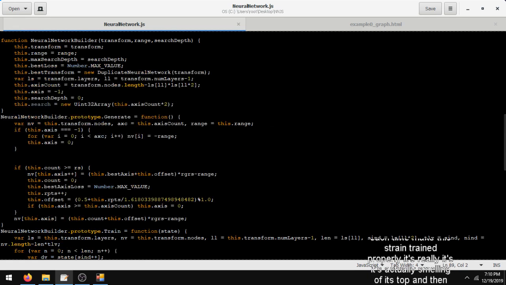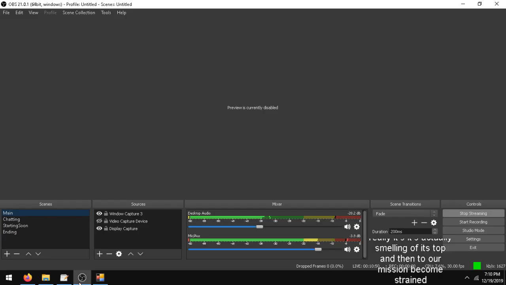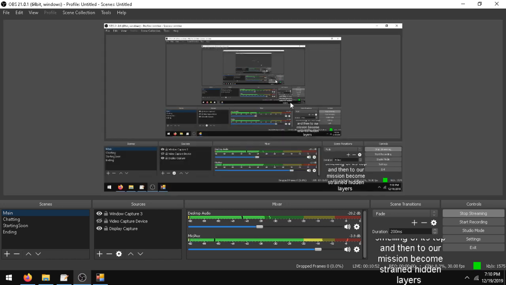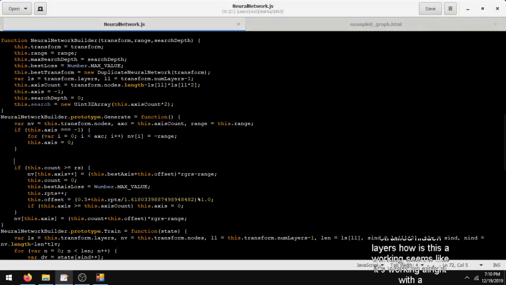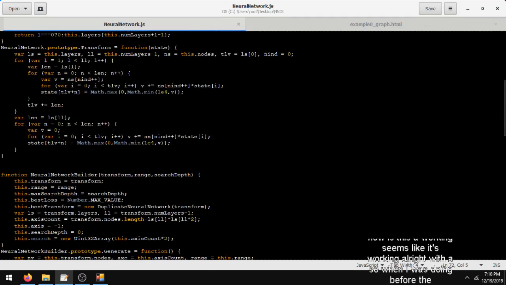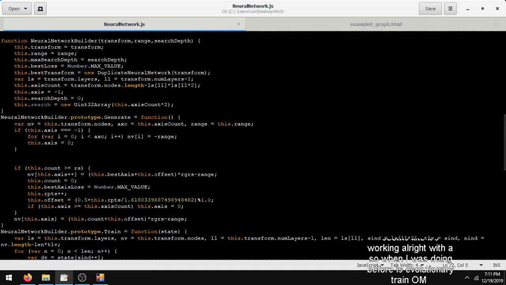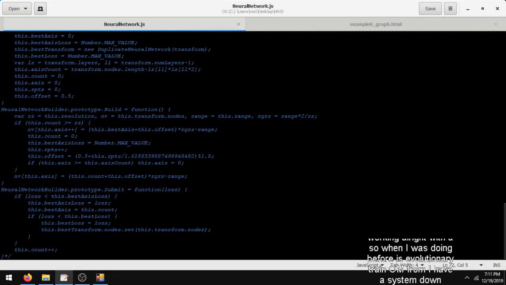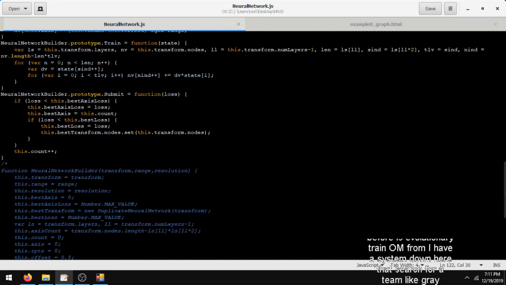But then the issue becomes training hidden layers. How is this working? Seems like it's working alright. Okay. So what I was doing before is evolution to train them. I had a system down here that searched through it in like a grid.